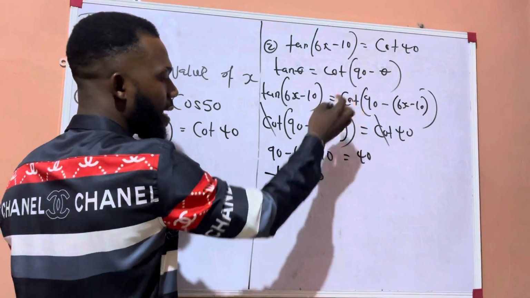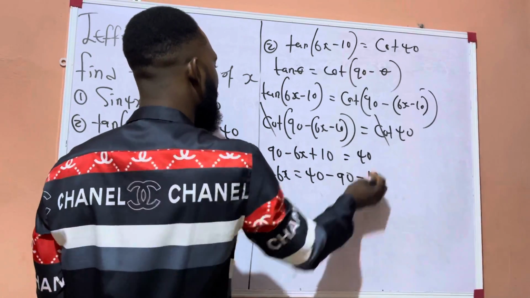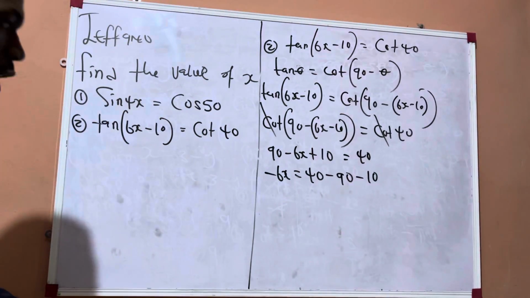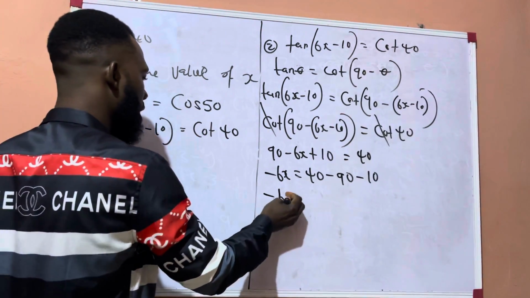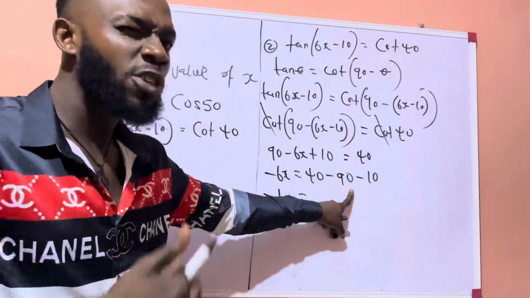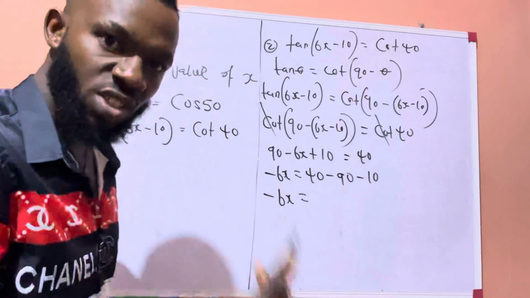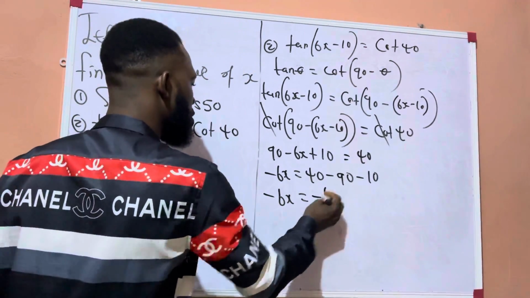When plus 90 crosses, it becomes minus 90. When plus 10 crosses, it becomes minus 10. So minus 6x is equal to 40 minus 90, which gives us minus 50, and minus 50 minus 10 gives us minus 60. So I'm going to have minus 60.